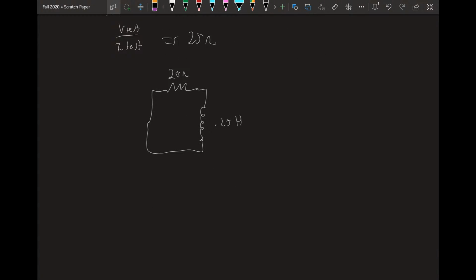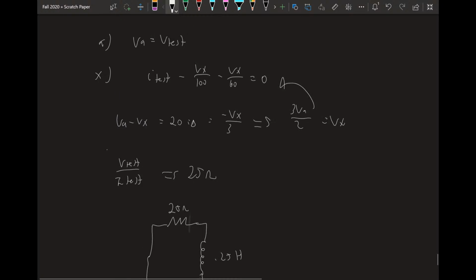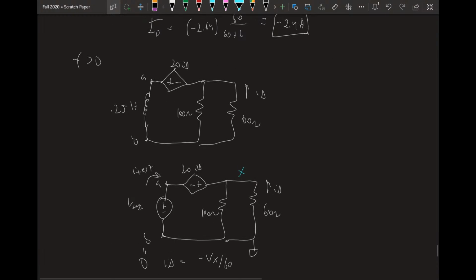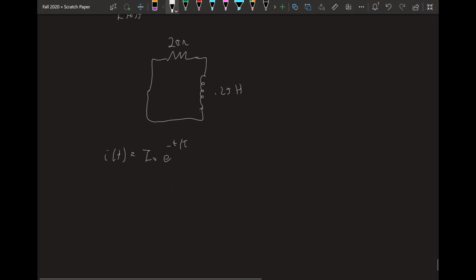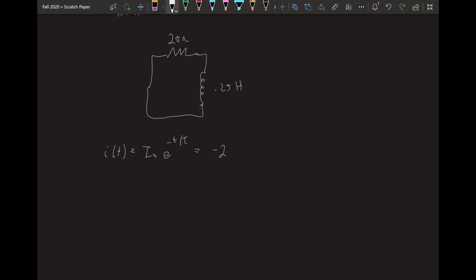So the formula for the natural response in an RL circuit was that I, as a function of time, equals the initial current times e to the negative t over tau. Okay, what is I naught? We solved for I naught up here. There we go. Negative 2.4 amps. So this equals negative 2.4 amps.